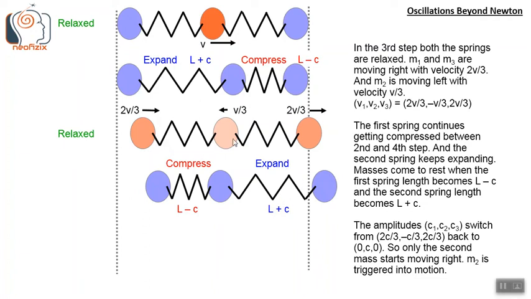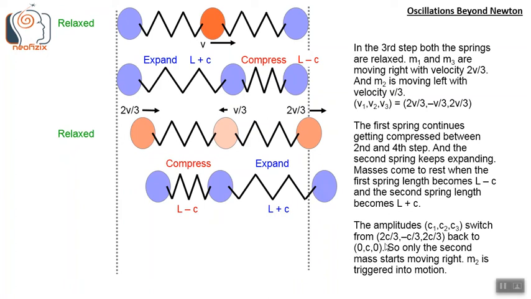So the masses come to rest when the first spring length becomes L minus C. From L plus C, it becomes L minus C, gets compressed. And the second spring is now expanded, from L minus C it becomes L plus C in step 4. So at this stage, the movement of all three masses stops. All the kinetic energy is converted into potential energy of the springs. So the amplitudes again switch from 2C by 3, minus C by 3, 2C by 3 back to 0, C, 0.